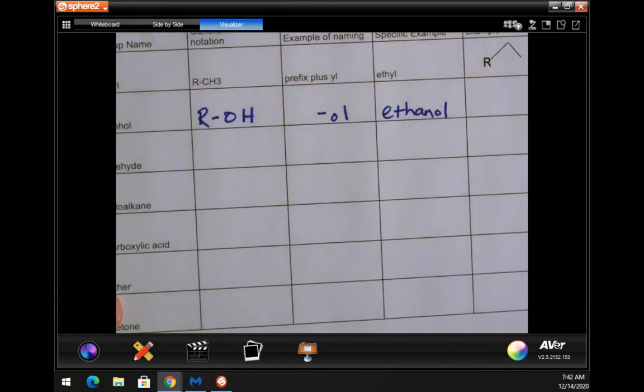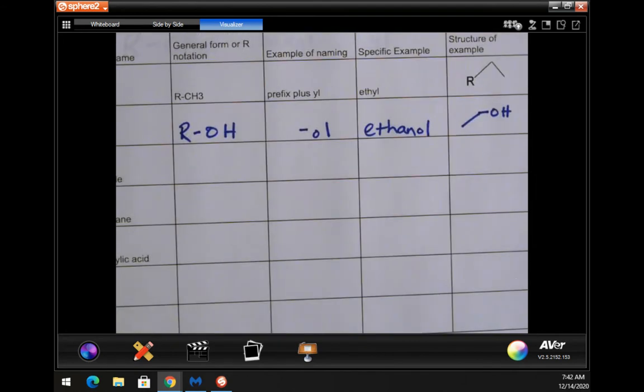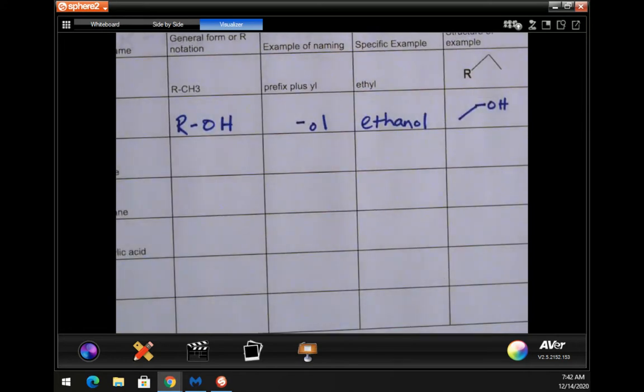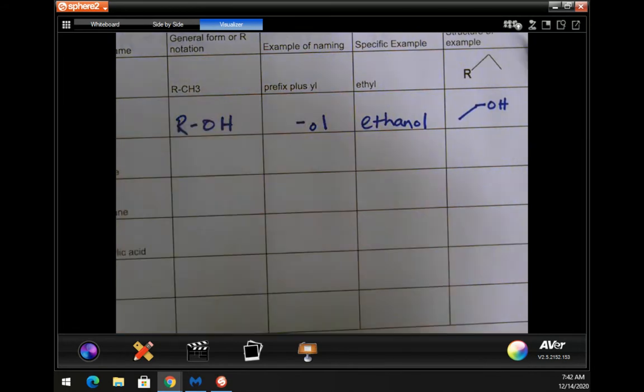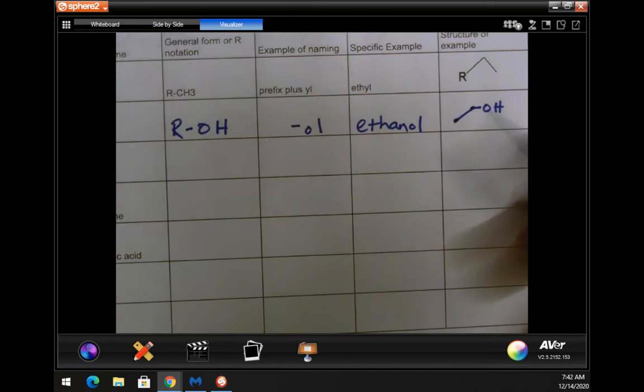Let's go with ethanol. And then the structure example would be like that. And again, please don't get confused by the line, because there's two carbons here for the ethane part: 1, 2. This line doesn't have a carbon on it because it's got an OH at the end. So there's not 3 carbons here. There's only 2 carbons here.